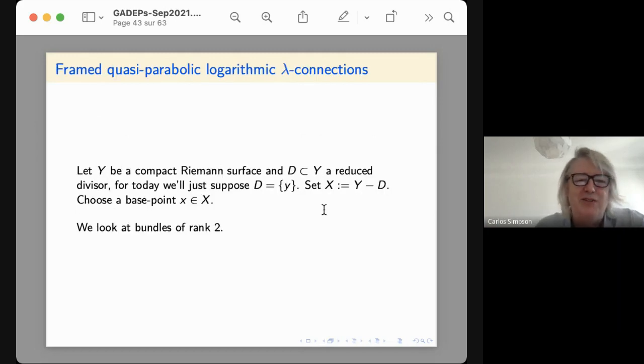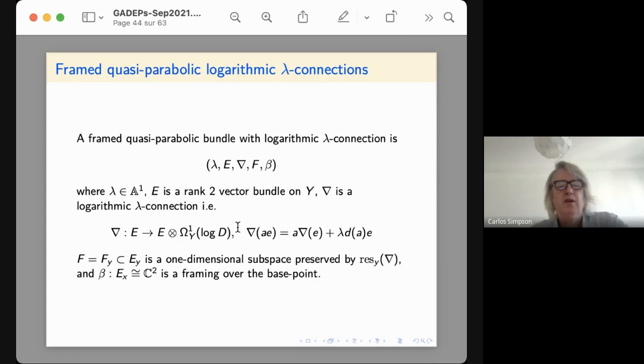And now, in 10 minutes, let me try to explain what I see as solutions to these problems. To set this up, let's look at a compact Riemann surface with a divisor. Let's consider the divisor having only a single point, and we also choose a base point which is different from the point of the divisor. So the base point is in the open subset. We'll look at bundles of rank 2. And so what we do is we define a framed quasi-parabolic bundle with logarithmic lambda connection.